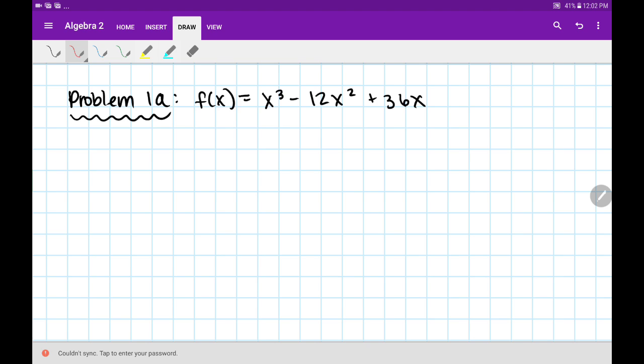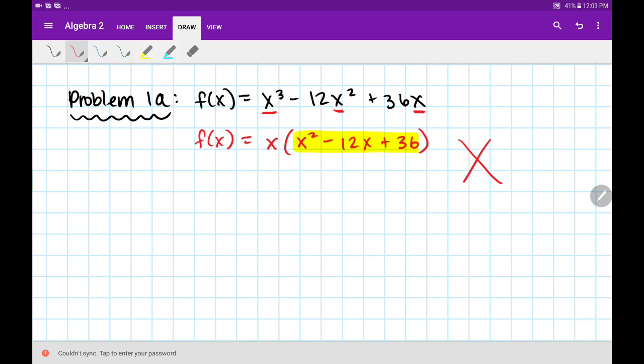Is there anything that we can pull out from every single term? Well, in 1a, notice that every term has an x. So even though I can't pull out a number, I can actually factor out an x first before I even begin. So if I divide every term by x, I'm left with x squared minus 12x plus 36. Now we have to look in here. Can we factor this further? Since it's a trinomial, we should probably try factoring it using magic X.